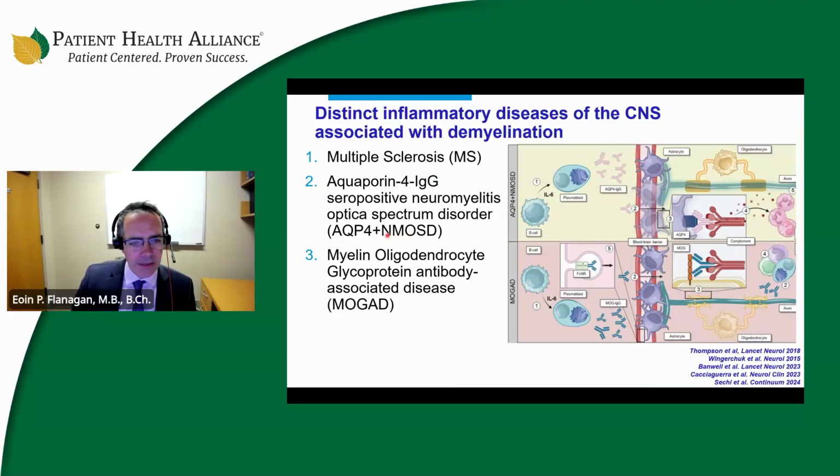The last disease I'll mention, and which will be the focus of today's talk, is myelin oligodendrocyte glycoprotein antibody-associated disease. And the difference between these two diseases is that aquaporin 4 is located on the astrocyte, which is one of the cells within the brain that has connections between different cells, and it's to a water channel on those astrocytes.